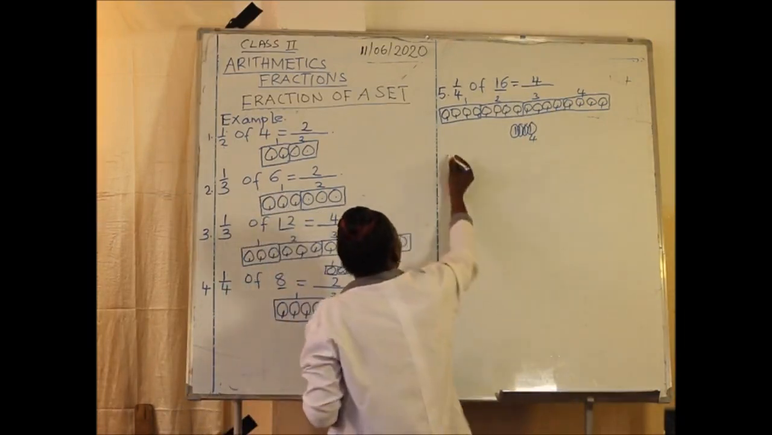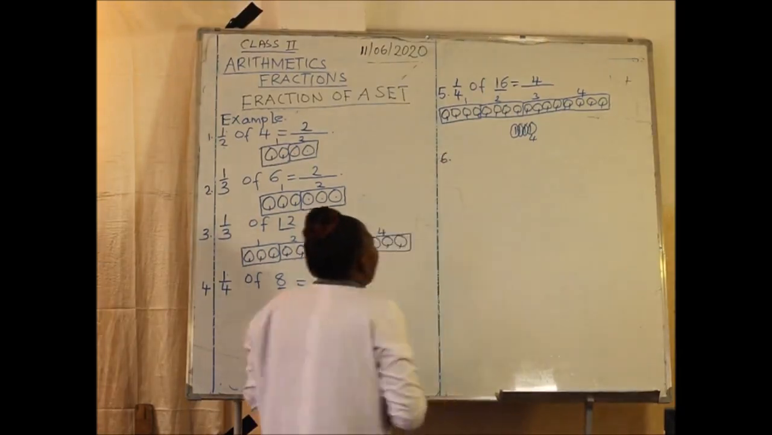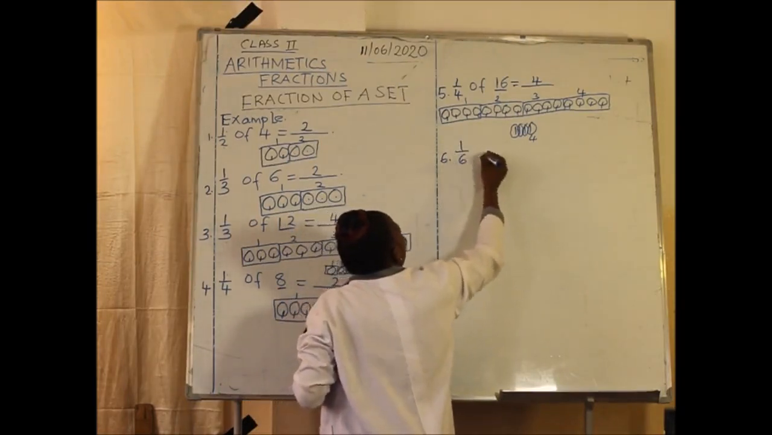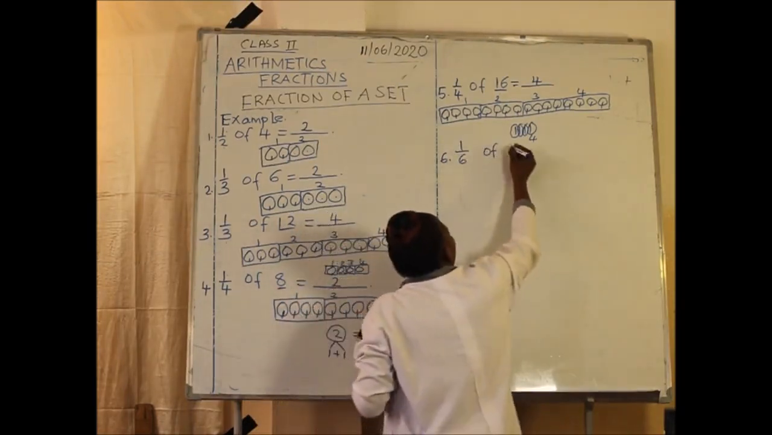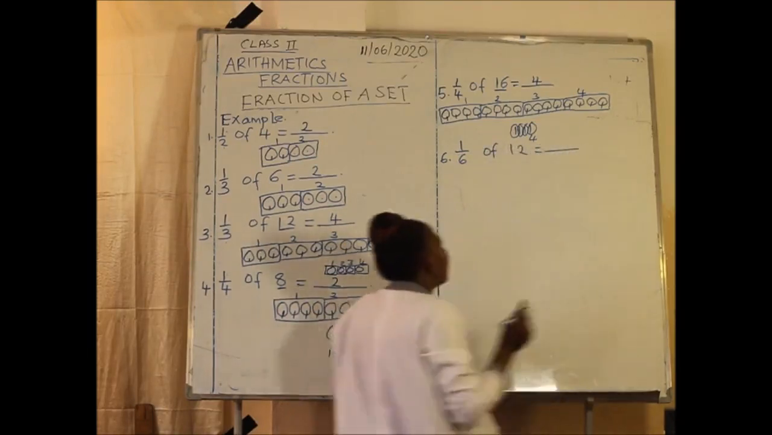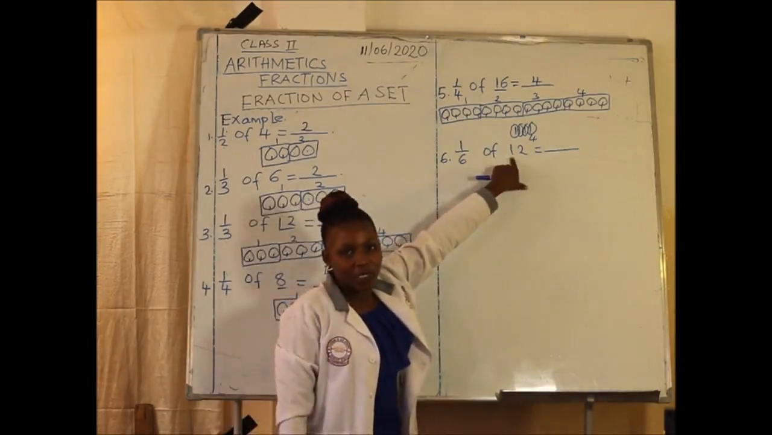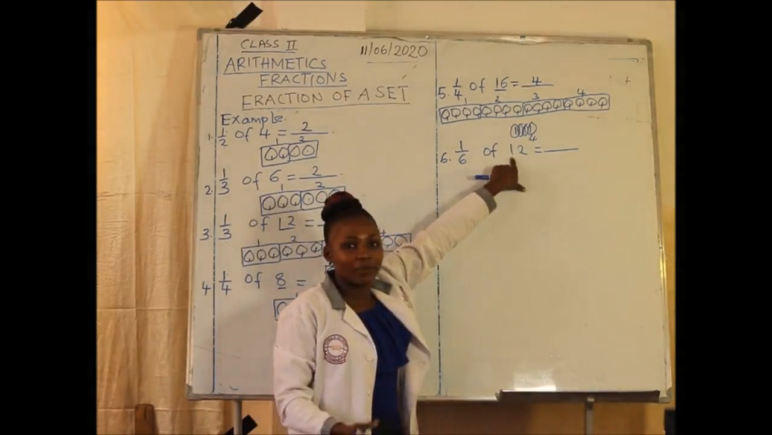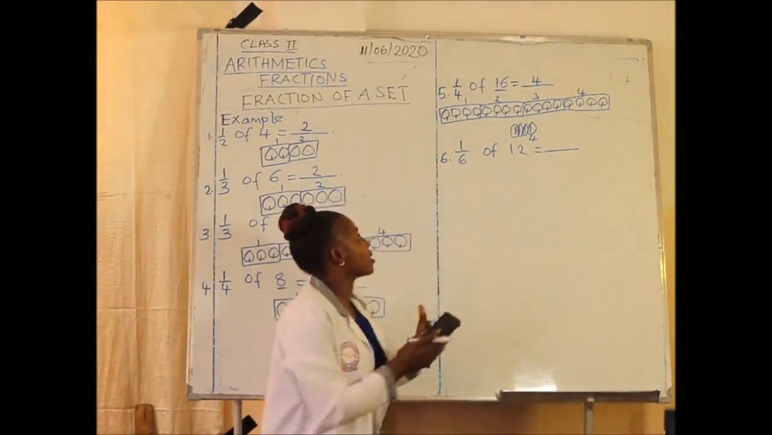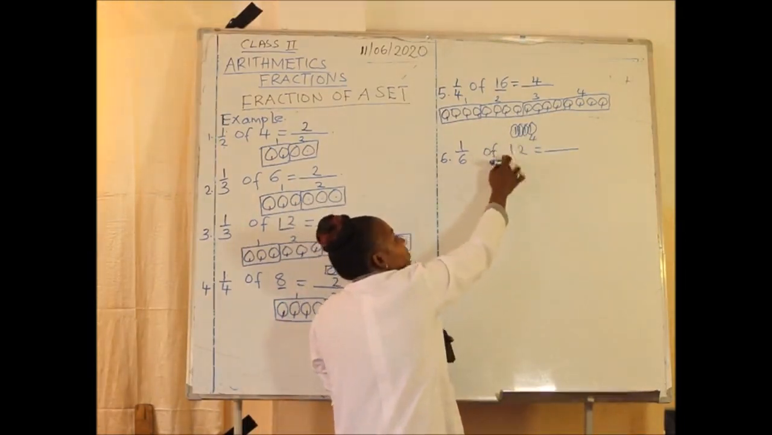Now, the last example, number 6. Maybe someone asks you, 1 over 6 of 12 equals to dash. This 12 here represents the number of items. Depends on the items given, they might be fruits or sometimes might be sweets and other items. So you have to draw counters depending on the number of items given.